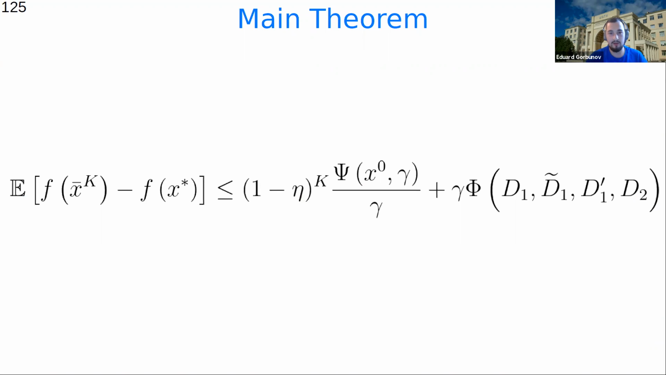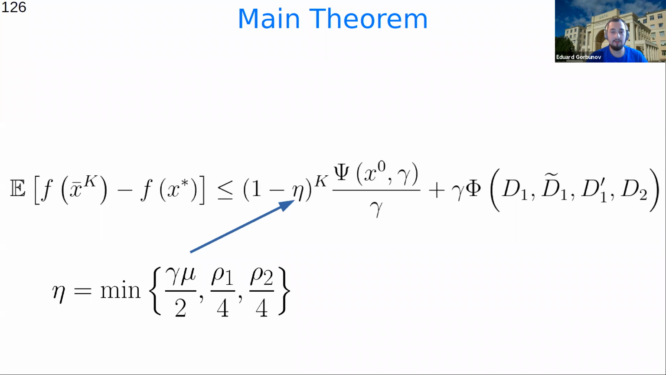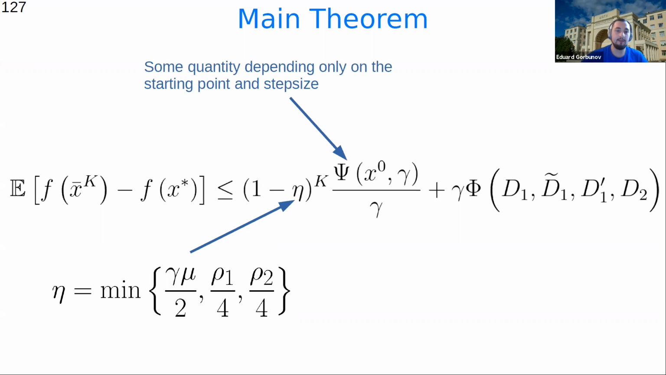And here is the informal statement of the main theorem. So the main theorem says that under some assumptions on gamma, the step size, we have the following rate of convergence. And here we have an exponentially decaying term, and the rate of exponential decay is as follows. rho_1 and rho_2 are coming from the key assumption, and gamma mu is a regular term. This quantity depends only on the starting point and the step size, and the last term depends linearly on the noises, D_1, D_1 tilde, D_1 prime, and D_2. These noises are coming from the key assumption.